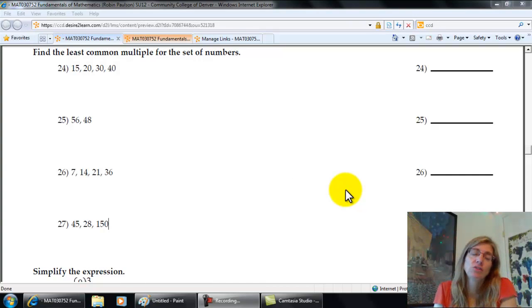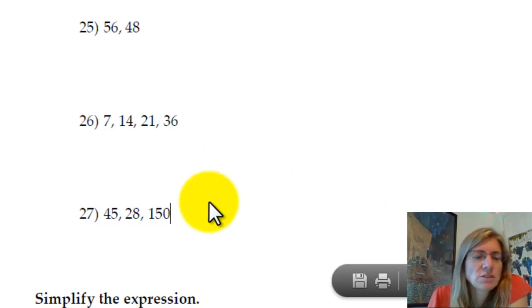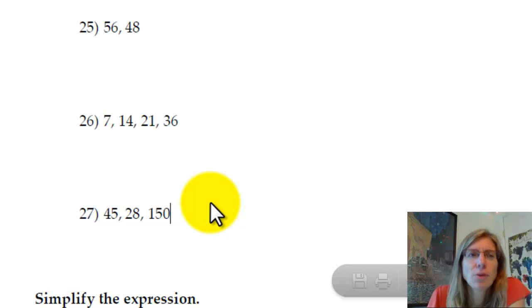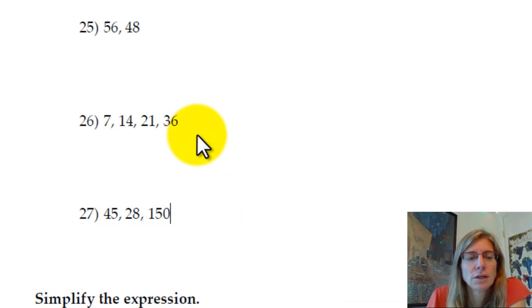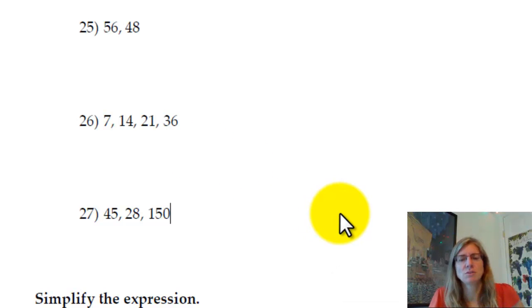Okay, this is still test review number 3, which is covering adding and subtracting fractions and least common multiple using prime factorization. So I'm on problems 26 and 27, and I'm going to show you a couple of ways to do least common multiple. One of them is a shortcut, although I still think prime factorization is a better way to go.